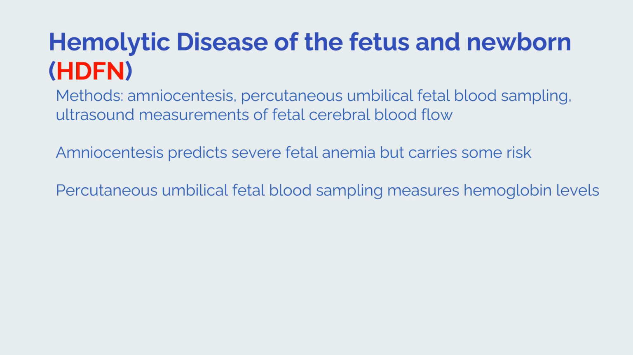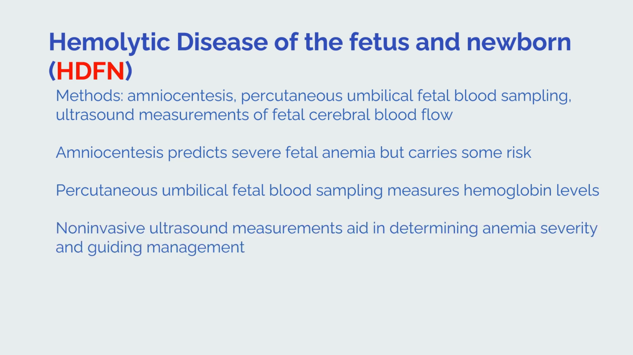Another approach is percutaneous umbilical fetal blood sampling, which involves obtaining a blood sample from the umbilical cord and testing it for hemoglobin levels. Recently, non-invasive assessment of anemia has also become possible using ultrasound measurements of fetal cerebral blood flow. These methods aid in determining the severity of the anemia and guide appropriate management strategies.